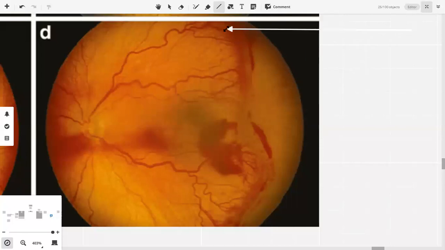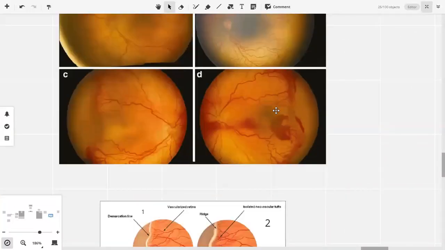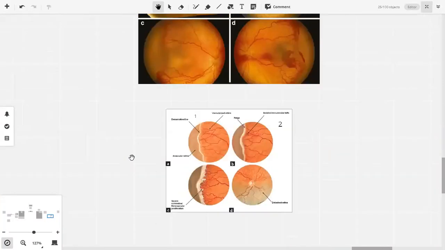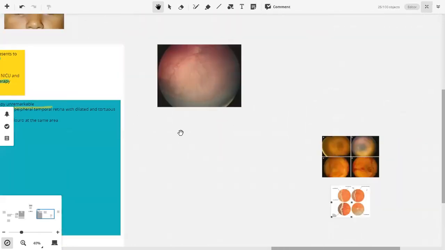Okay, we see a ridge. It's not clearly visible, but if we look over here, we can appreciate the ridge. We can see that there is neovascularization around here. We can see that there's a hemorrhage inside the vitreous. So this is which stage of ROP? Stage 3. Stage 3 retinopathy of prematurity. You have to remember the 5 stages of retinopathy of prematurity.